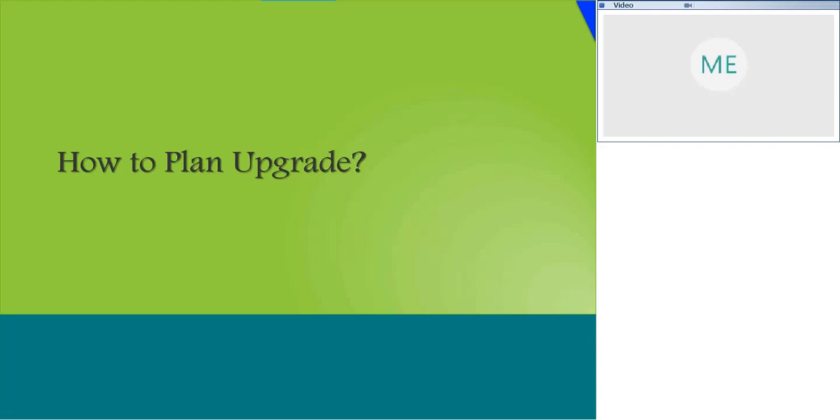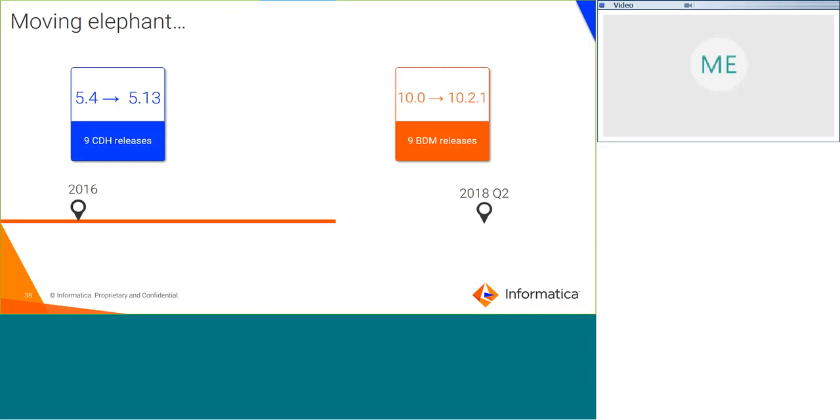Okay, so in the last 30 minutes I talked about all the different functionality and the different things we are doing in our 10.2.1 release. Now let's spend some time to understand how we should plan for an upgrade. If you want to use this functionality, what are the different things you have to look into while you are upgrading your environment to 10.2.1?